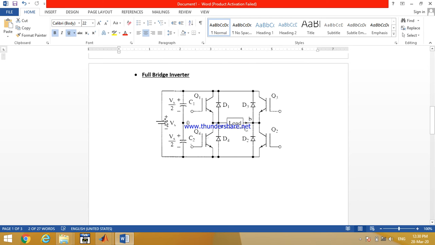In the second half cycle, the direction of the current is from the IGBT 3, then the load, and then IGBT 4, and it will get back to the source. In both the half cycles, the current across the load will be opposite to each other, and in this way we are getting from DC to AC.